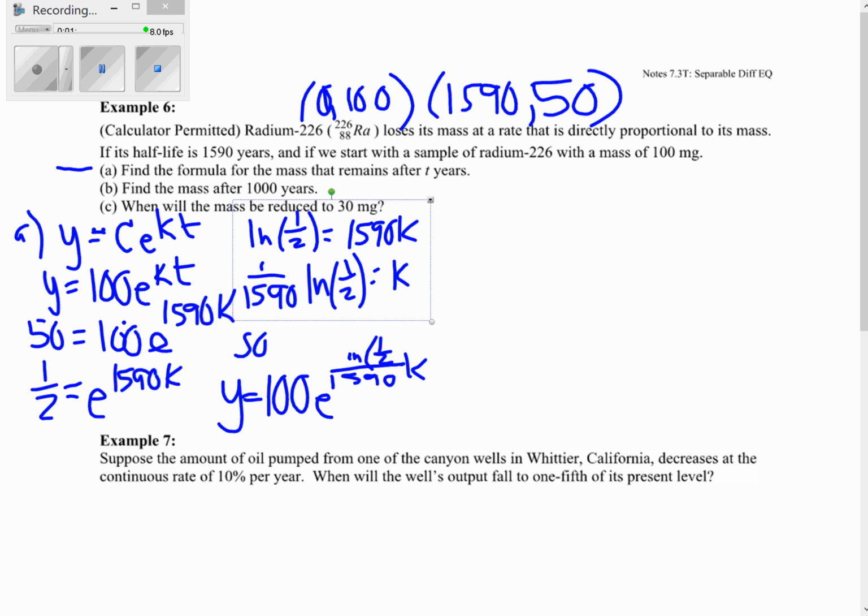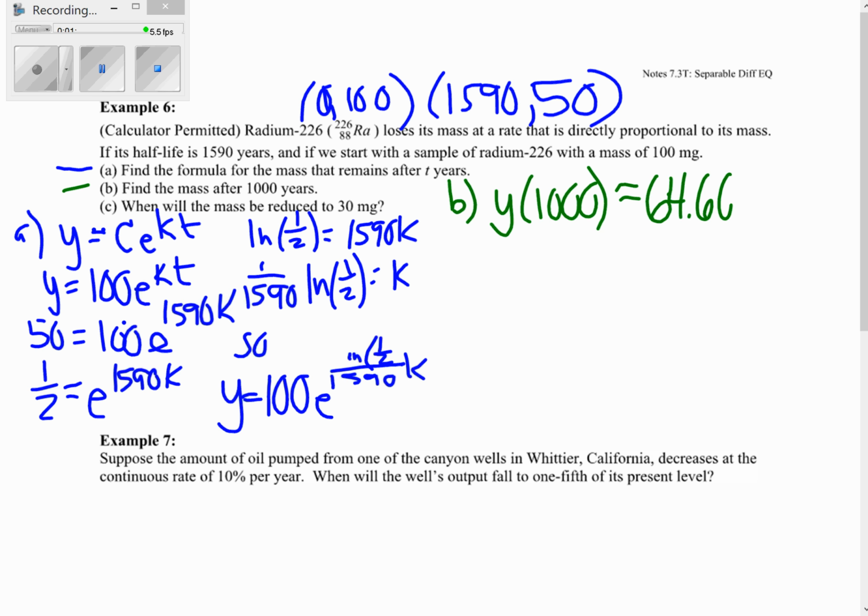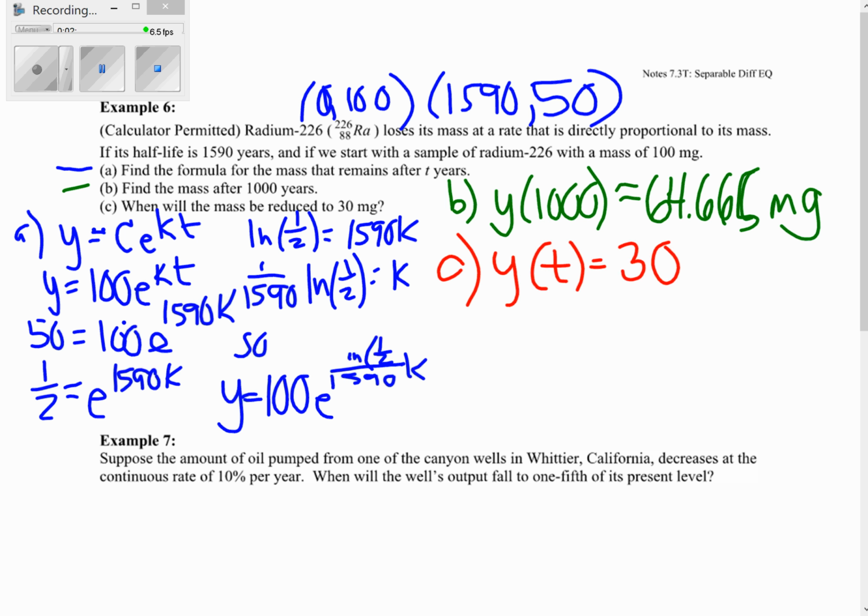Find the mass after 1,000 years. So for part B, we're looking for y of 1,000. Which I think if you plug that in, I think it's 64.665 milligrams, right? That's what we started with. And for your homework, I'd like you to do part C. You're just trying to find out when your function equals 30. So you can do that part.